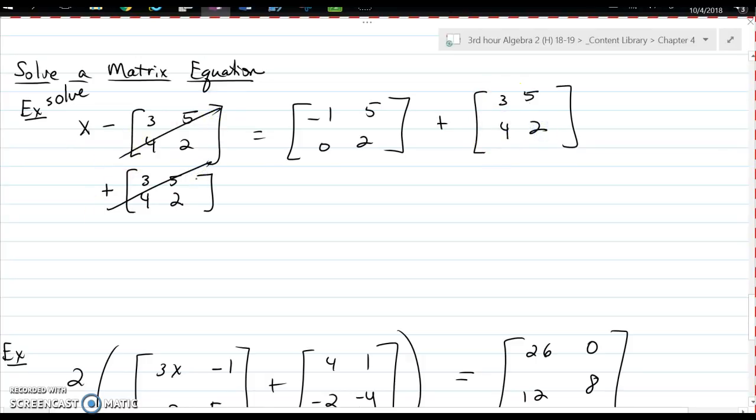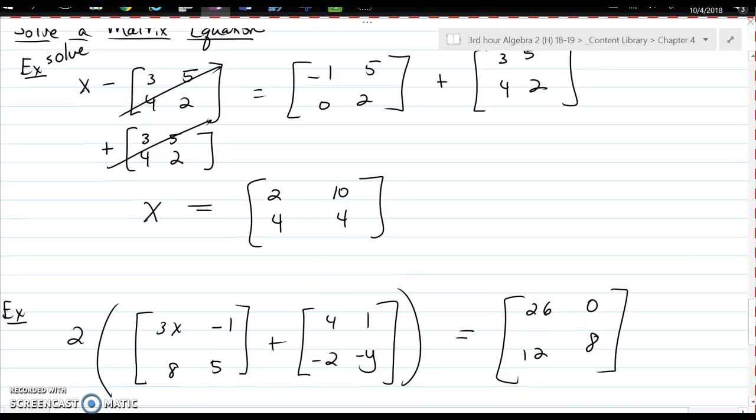So I can do that. I can add a whole matrix to the other side. So I'm going to say x equals, and what I have here is one matrix plus another one. So I want to check first to make sure that they have the same dimensions. Do they have the same dimensions? We have a 2 by 2 with another 2 by 2. So we're going to add our corresponding entries. Negative 1 plus 3 is 2, 5 plus 5 is 10, 0 plus 4 is 4, and 2 plus 2 is another 4. And that's the solution.